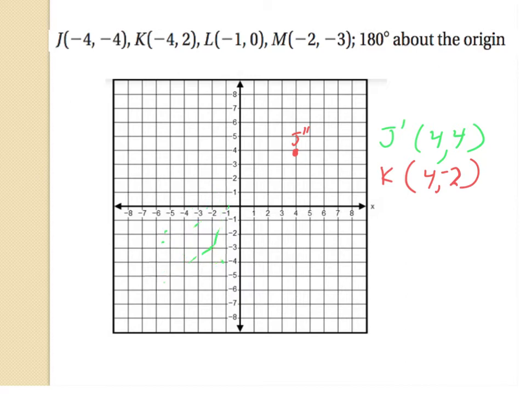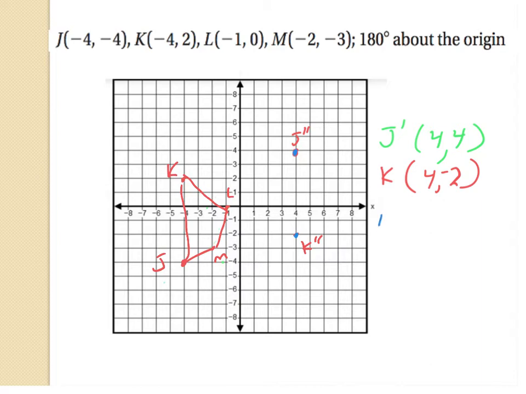I'm going to redo the original. Okay, so -4, -4 is going to give me J. -4, 2, I did not think that looked right. It's going to be K. -1, 0 is L. -2, -3 is going to be M. There we go. Okay, so that's going to be 4, -2. It's going to be K prime, which will be right because we're going from the second to the fourth quadrant. I'm going to do this one in blue.